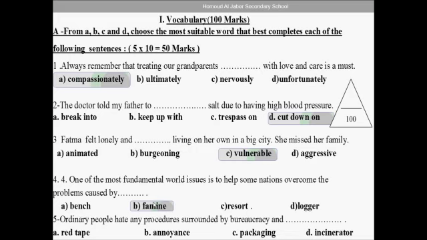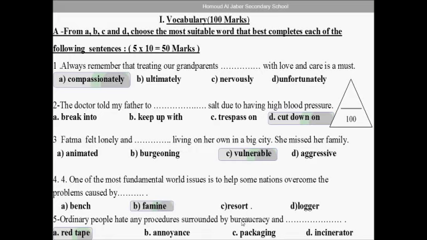Ordinary people hate any procedure surrounded by bureaucracy, and here we have 4 words: red tape روتين حكومي، annoyance إزعاج، packaging تغليف أو تعليب، incinerator فرن أو محرقة. So here we have bureaucracy, and bureaucracy will ultimately tell you that the answer will be red tape. That's it. Correct answer. So this is the first part of the vocabulary test: 5 sentences, multiple choice questions. You need to focus.